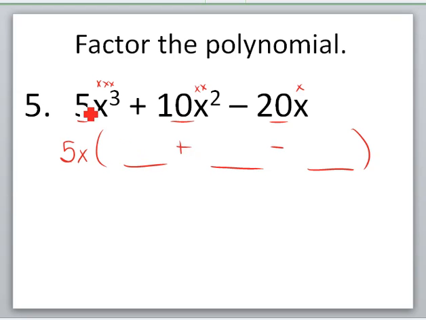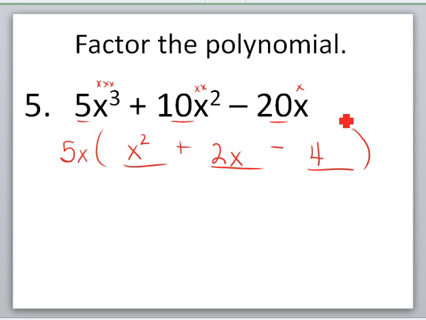5 times what gives you 5? That would be a 1. X times x to the second is x to the third. 5 times what gives you 10? That would be 2. X times x gives you x to the second. 5 times what gives you 20? That's 4. And you already have the x, so you don't need it.